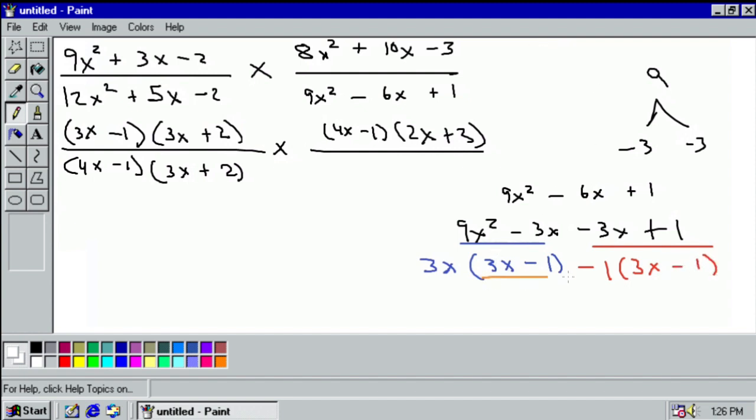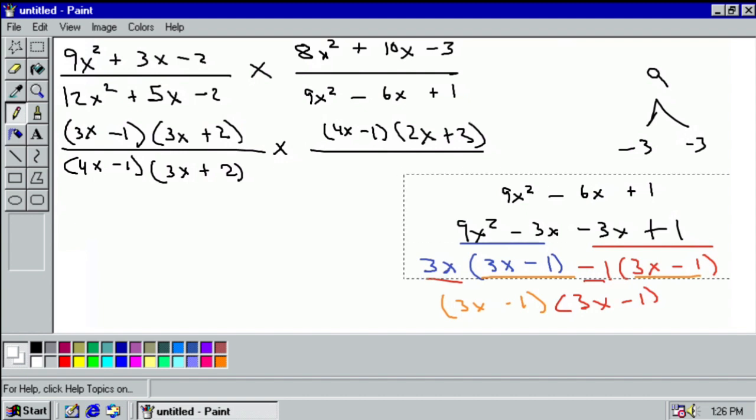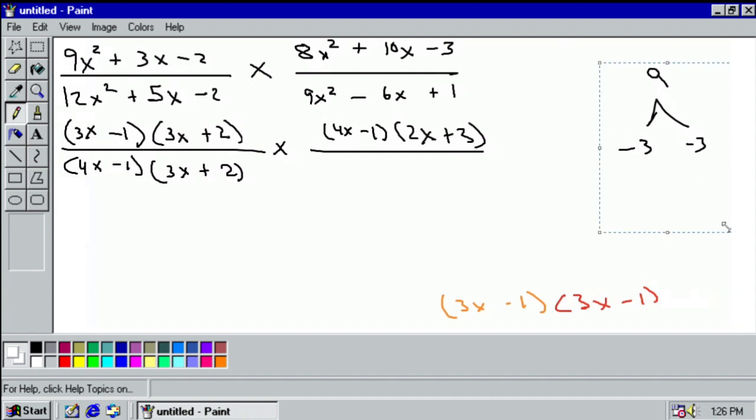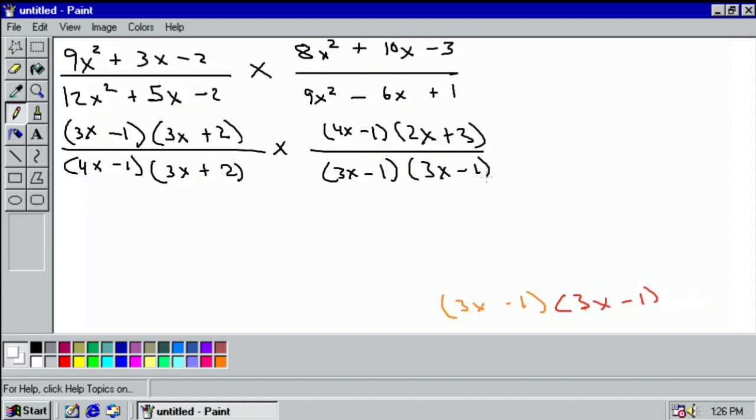Now we can copy what's inside of the parentheses, which is 3x minus 1. And we have this one is 3x minus 1. So we have two 3x minus 1s. So let's put that here: 3x minus 1, 3x minus 1. So what we have left is that.